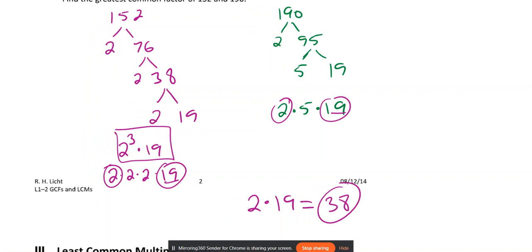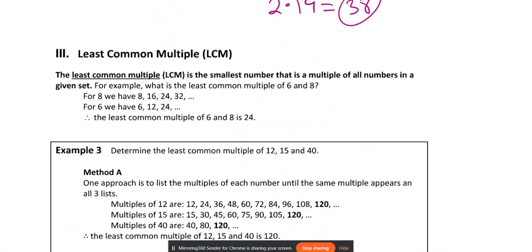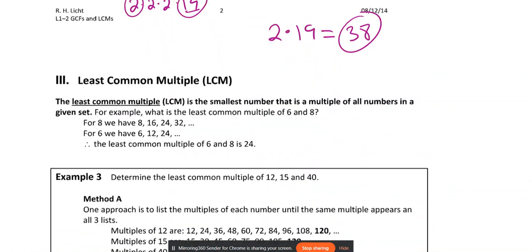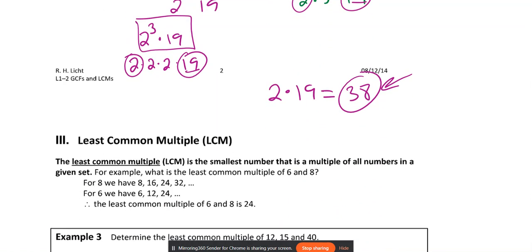How you guys doing? Is that kind of making sense? Okay. All right. Least common multiple. So this gets a little bit confusing. Just notice that with greatest common factor we ended up with a number smaller than both of those numbers. And now we're going to look for least common multiple, and actually we're going to be finding a number bigger than both of those. So the wording is different than you think.